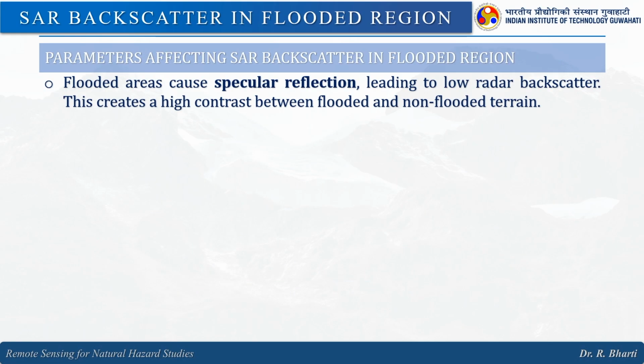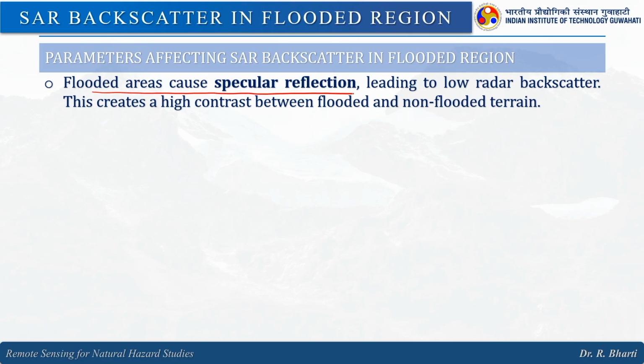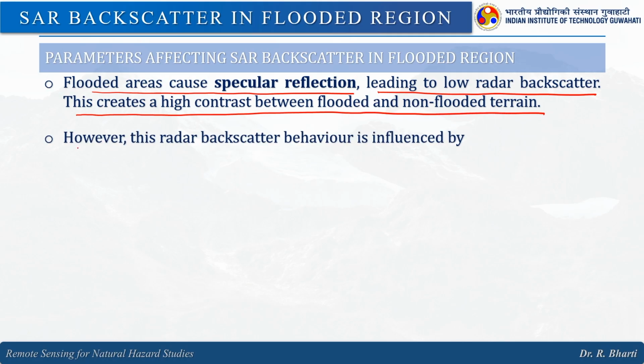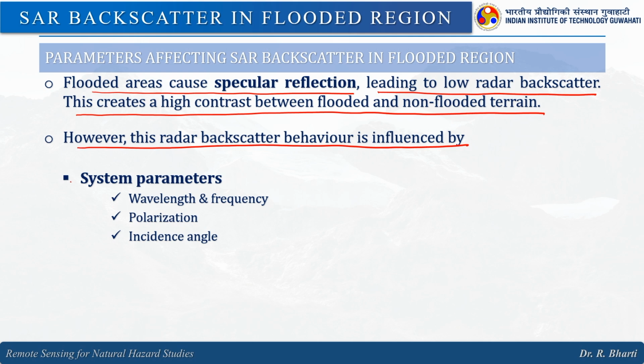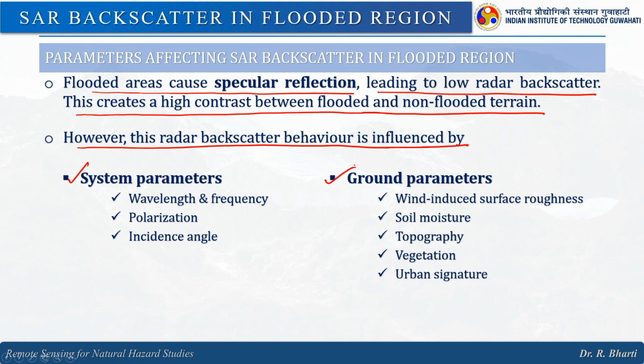So, the parameters which are affecting the backscattering value when we talk about flood studies: flooded areas cause specular reflection leading to low radar backscatter. This creates a high contrast between flooded and non-flooded terrain, right. However, this radar backscatter behavior is influenced by system parameters and ground parameters. So, what are the things we have in the system parameters? They are wavelength and frequency, then we have polarization, then we have incident angle.